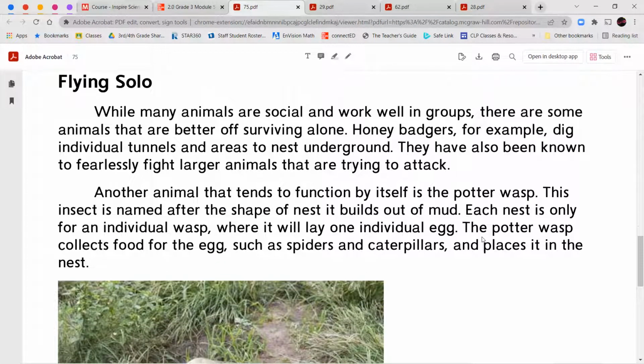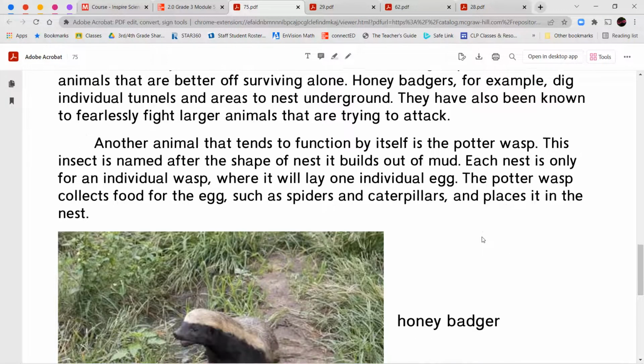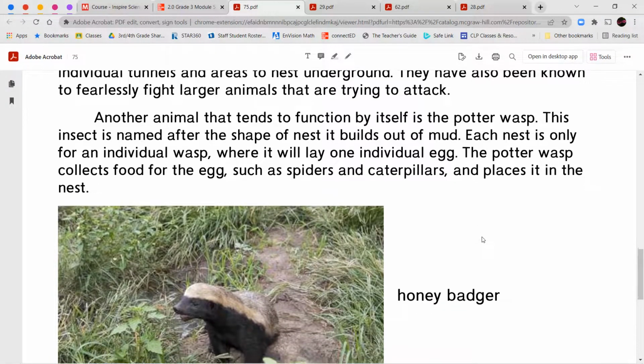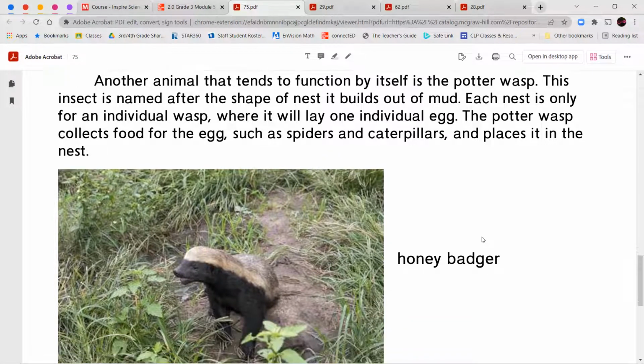Flying solo. While many animals are social and work well in groups, there are some animals that are better off surviving alone. Honey badgers, for example, dig individual tunnels and areas to nest underground. They have also been known to fearlessly fight larger animals that are trying to attack.